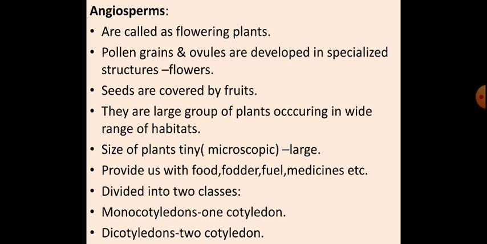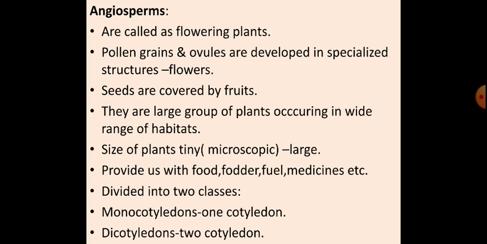Next special feature is that in angiosperms the seeds are covered by fruits. As you saw in gymnosperms, the seeds are naked, they are not covered by fruits, whereas in angiosperms the seeds are covered by fruit. They are a large group of plants occurring in a wide range of habitats.